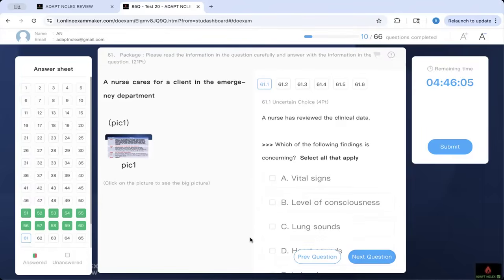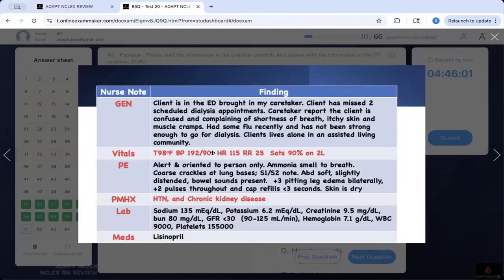Next Generation NCLEX. This is the last Next Generation NCLEX question. What do you think? Client is in the emergency room, brought in by a caretaker. Client has missed 2 scheduled dialysis appointments. Keyword, dialysis appointment. That means renal failure. Caretaker reported client is confused, complaining about shortness of breath, probably retaining fluid, itchy skin, and muscle cramps, right? Because of probably hyperkalemia. I'm showing you things you have to pay attention to.